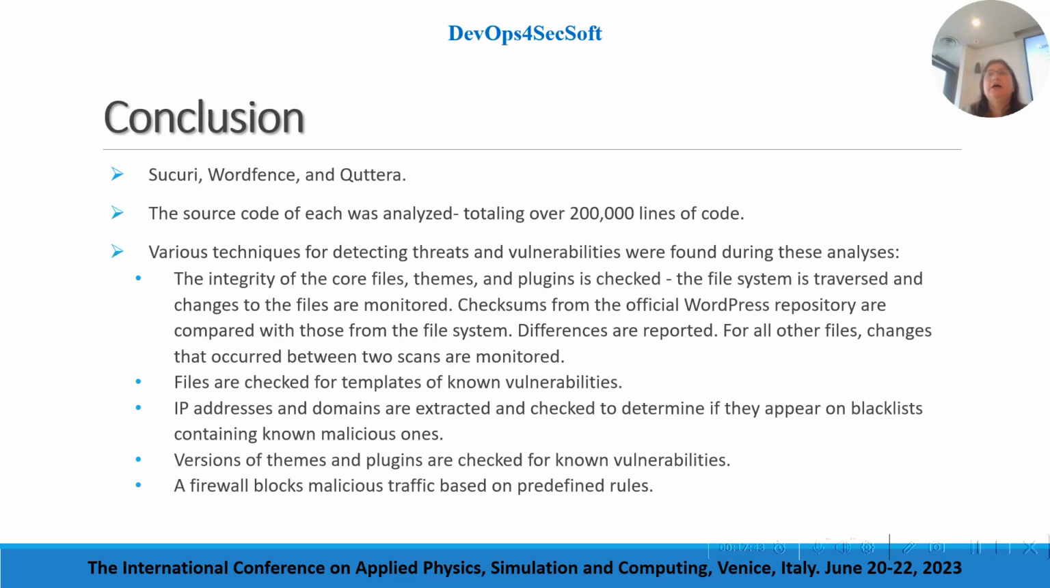So of the main conclusions, the paper selects 3 main plugins. The source code of each was over 200,000 lines of code. And we use various different techniques for detecting threats and vulnerabilities during this analysis. So the integrated core files, themes, and plugins are checked. The files are checked for templates of known vulnerabilities. IP addresses and domains are extracted and checked to determine if they appear on blacklists containing known malicious ones. Versions of themes and plugins are checked for known vulnerabilities, and firewalls block malicious traffic based on predefined rules.